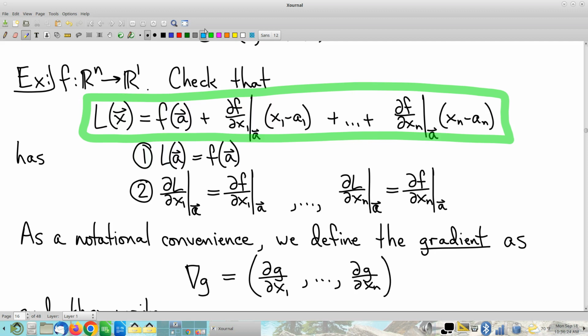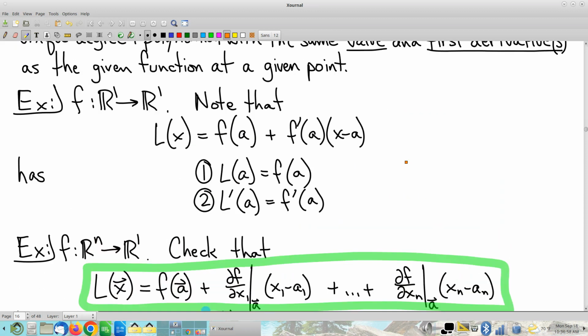Confirm for yourself that this function that I have in green has the same value as f when you plug in x equals a. And furthermore, that it has, we would have said the same derivative, but wait a minute, this is a function of several variables. There's a bunch of partial derivatives, and I claim this has all of the same partial derivatives as f at point A. The way you're going to confirm this, items 1 and 2 here, again, exercise for y'all to do on your own. You're going to totally copy what you did back here.